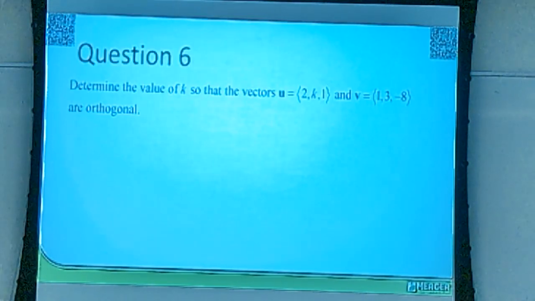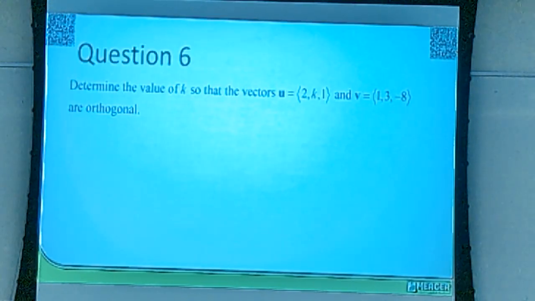Find the value of k that makes the two vectors u and v orthogonal. What does u and v orthogonal mean? Sorry, perpendicular. Perpendicular, which means what? Normal. Which means what? The dot product is 0. That's the test. We'll get back to that.